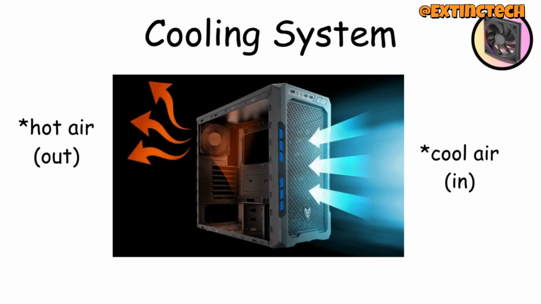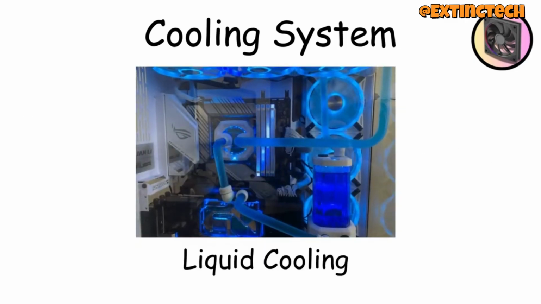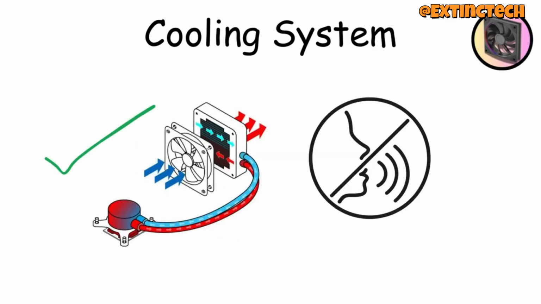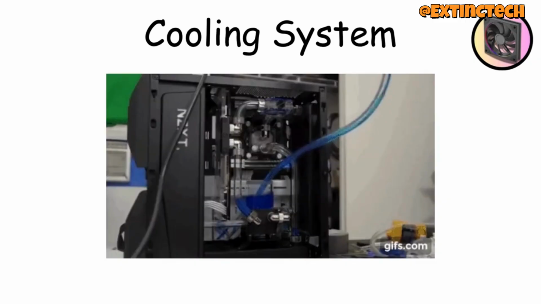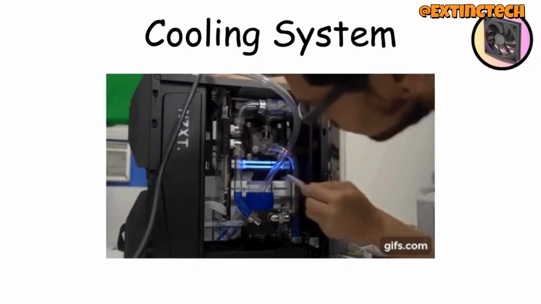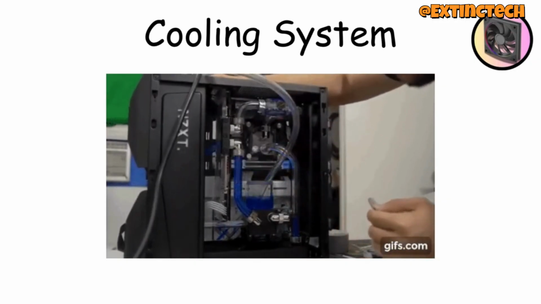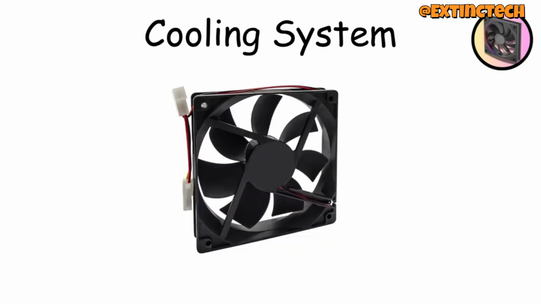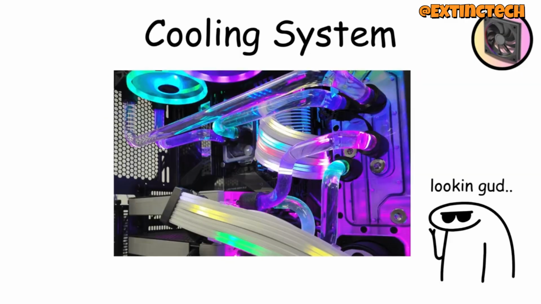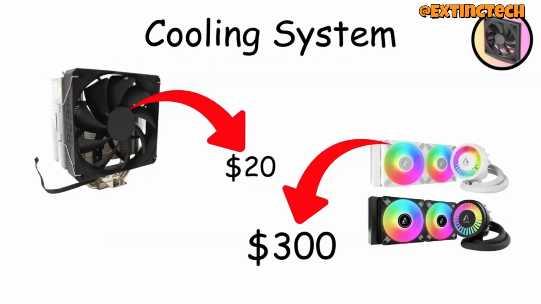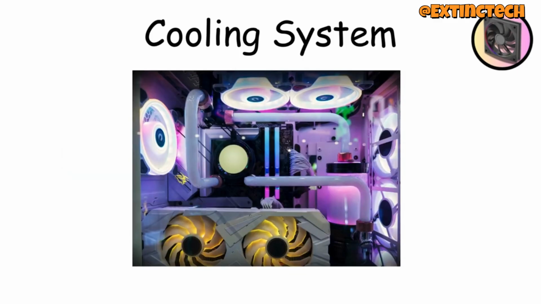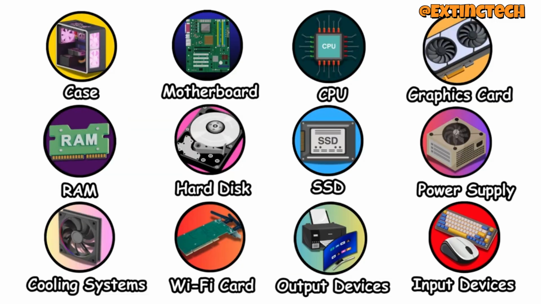For more demanding builds, liquid cooling is often preferred as it provides greater thermal efficiency and often quieter operation by circulating coolant through a pump and radiator. These setups can be all-in-one units or fully custom loops tailored for enthusiast systems. Cooling isn't just functional, it's a visual highlight in many custom builds, featuring RGB lighting and sleek tubing. Prices range from $20 for basic air coolers to over $300 for high-end liquid systems, depending on complexity and features.